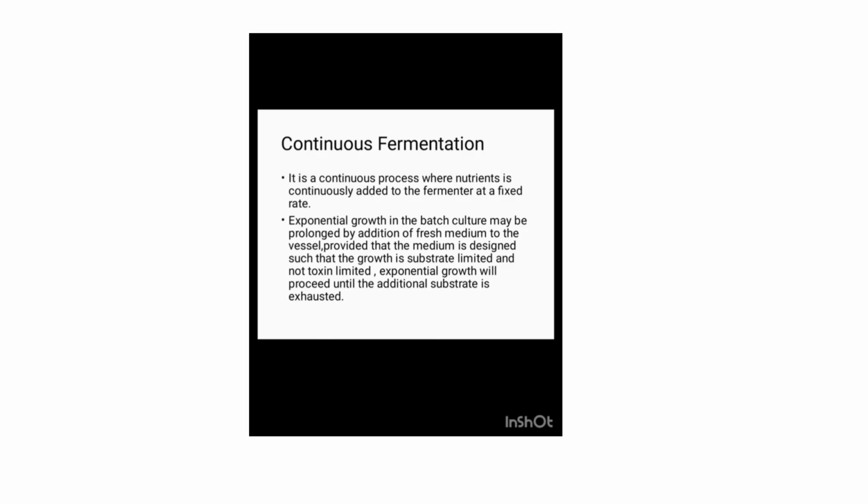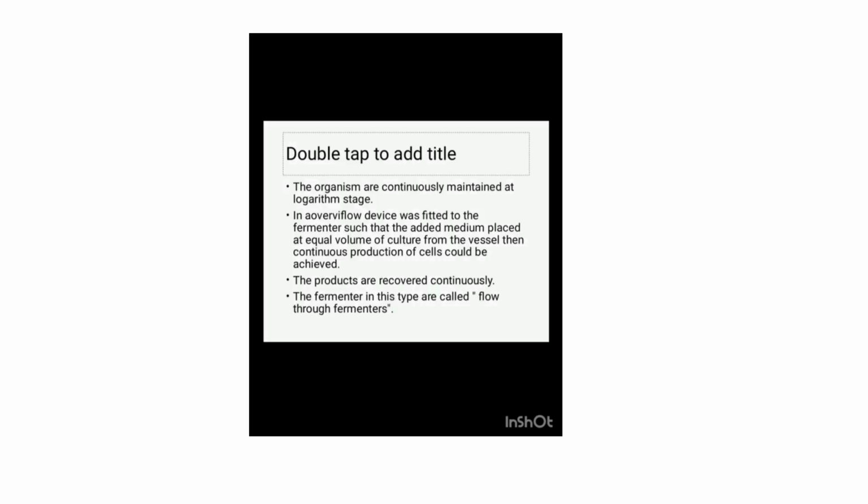Then finally, we have to discuss what continuous fermentation is. In continuous fermentation, fresh media is added to the fermenter continuously at a fixed rate. Spent media is also removed from the fermenter. Both removal and addition are done at the same rate, so the working volume remains constant. Under these conditions, the cells remain in the logarithmic or exponential phase of growth.